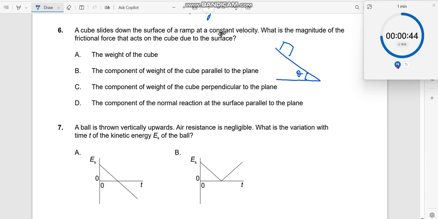And this slides with a constant velocity. What is the magnitude of the frictional force that acts on the cube? Where does the frictional force act? Frictional force acts like this over here. If it is sliding downwards, definitely sliding downwards, so it is acting like this.